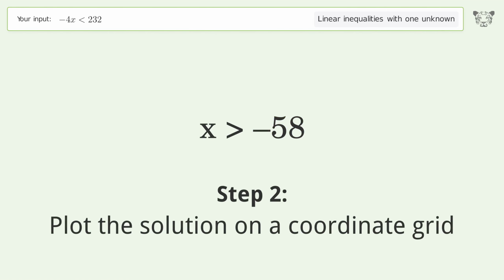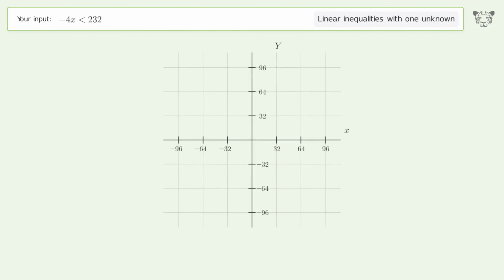Plot the solution on a coordinate grid. And so the final result is x greater than negative 58.